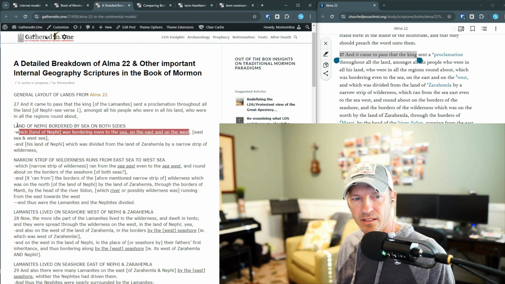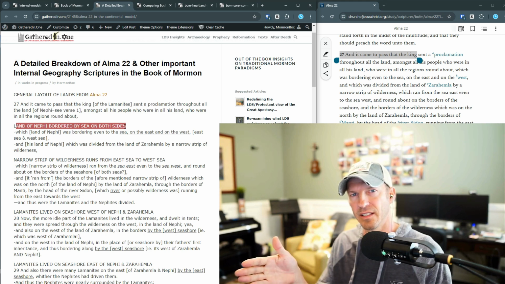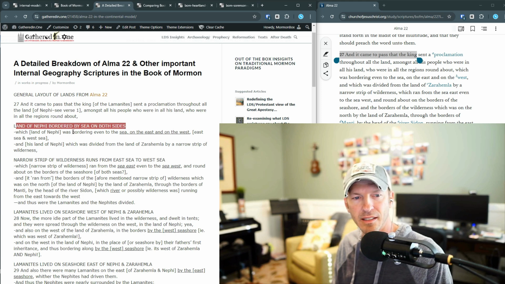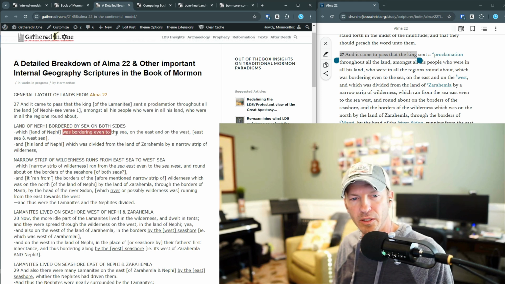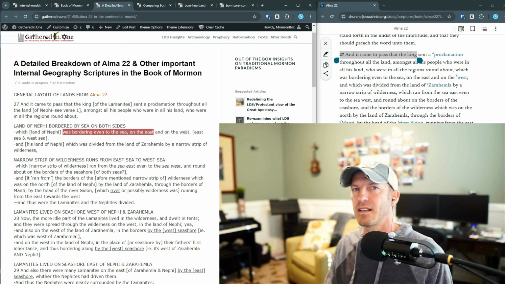So he's saying here the land of Nephi was bordered by the sea on both sides, had a sea on the east and on the west. Some people might take issue with that and say, well, maybe it's saying that the land of Nephi was only bordered by the sea on the east, but not the sea on the west. But that does not work. You'll see in the very next verses, it talks about specifically a sea east and a sea west bordering these lands.